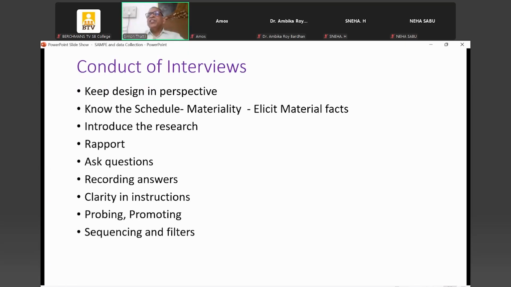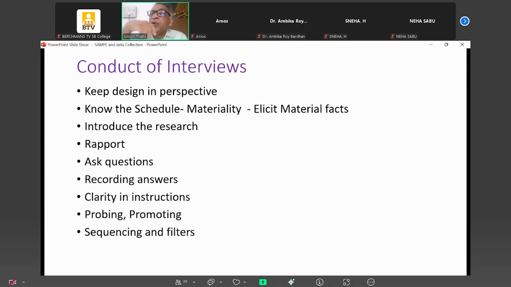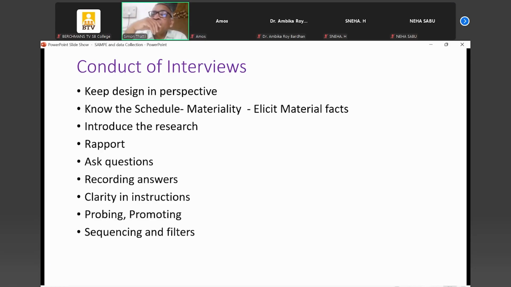Now, when you conduct an interview, this is very important. First and most important thing, that's what we were trying to look at since yesterday, is keep the design in perspective. If you believe that the characteristics are already known, I would like to study about a particular industry. The characteristics of that industry is already known.